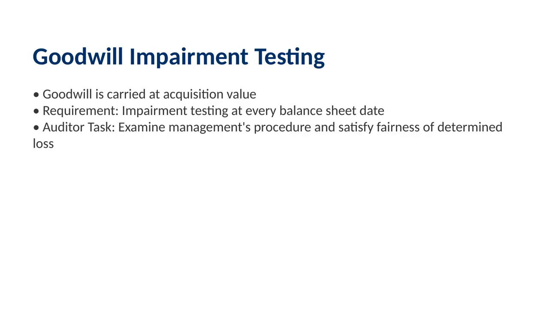Now, let's talk about one of the most critical adjustments, goodwill impairment. Remember, goodwill is carried at its acquisition value and must be tested for impairment at every single balance sheet date. Your job is to check if the parent company has determined an impairment loss. If they have, you must examine their procedure and satisfy yourself that the amount is fair.